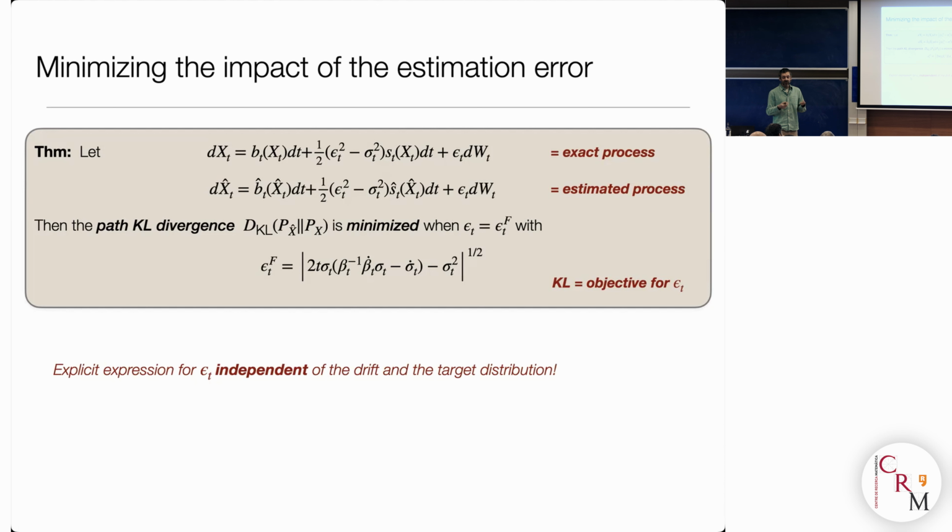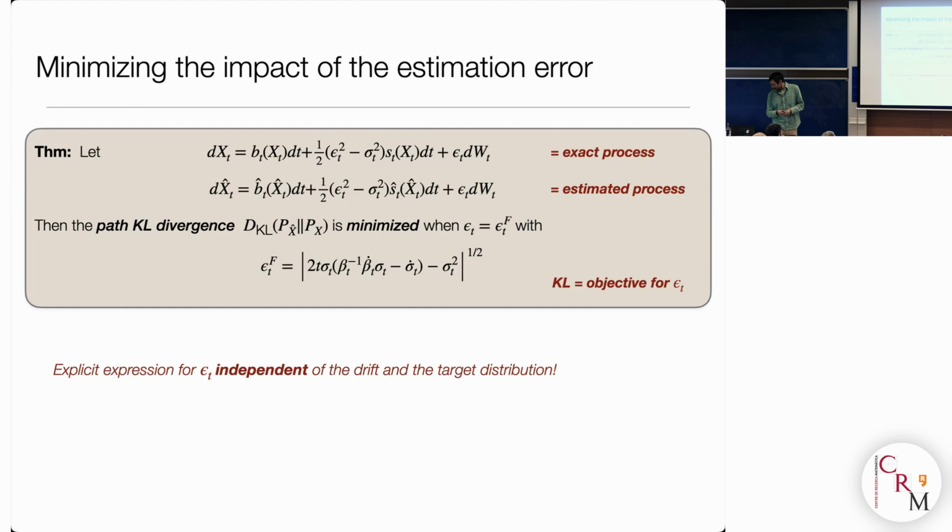There is a minimizer that you can identify that in fact depends only on the coefficient that you use in the interpolant, but doesn't depend in particular on the target distribution. And that's a remarkable fact. And this is this diffusion coefficient.